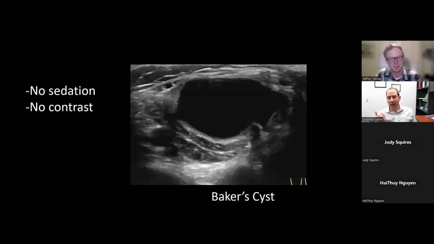And so, as you know, ultrasound has no sedation, no contrast needed, but it does take skill, right? You have to learn how to do it. And once you become comfortable, you can basically spare this child a really invasive imaging test. So I think it is very important to learn how to do some of these things.